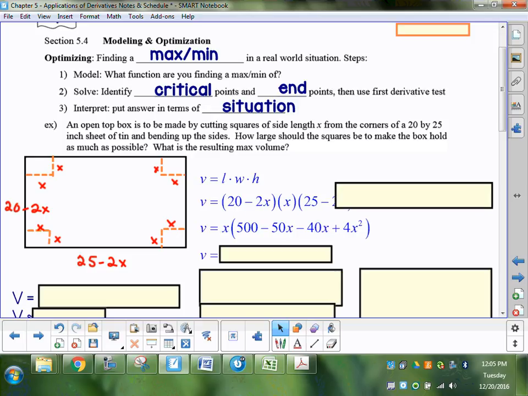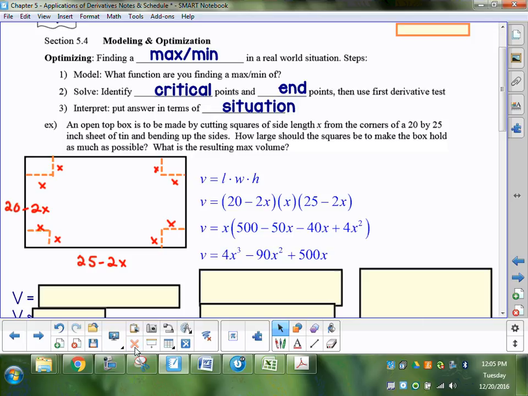Now, what do we do? Now ask yourself this. That's your volume, right? That's what represents your volume. Are we looking to maximize or minimize it? Max volume. How can we see what we can do to maximize what our volume is? What do you think our next step is?